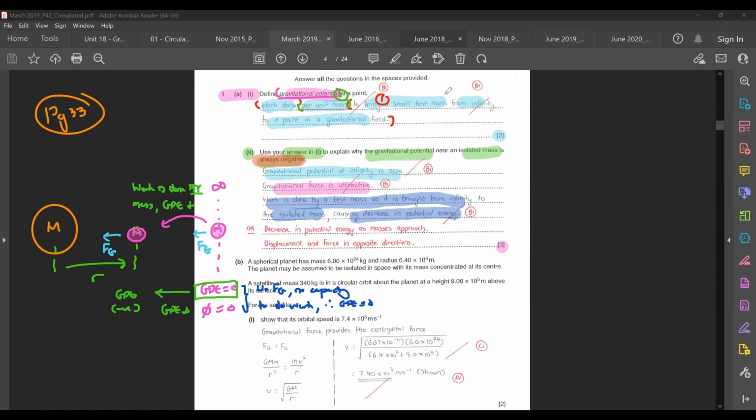After that, if you want to make more sense out of that statement, you can actually state something like this, but this one is not given any credit. You probably would just say that GPE decreases from 0.